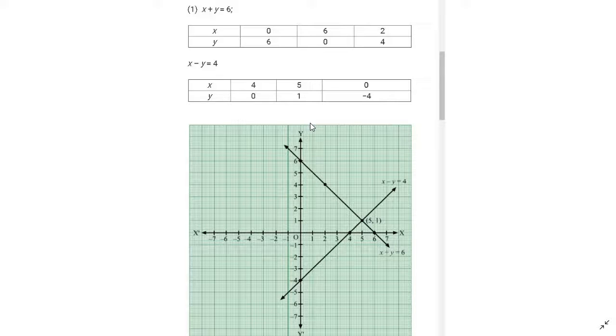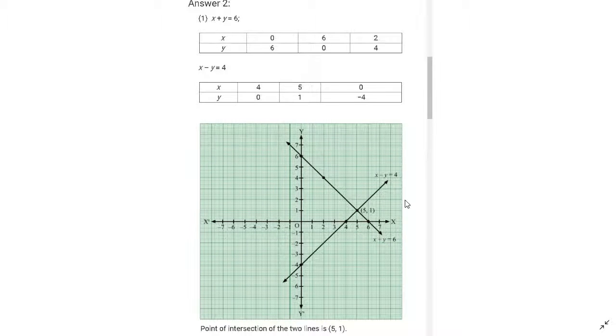Okay. So what we are getting here is x, y. X is 4, y is 0. This is the point right here. Then x is 5 and y is 1. This is the second point. So we can draw them by joining them. And the third point, 0 comma minus 4. This is the third point. So we have drawn the correct line.